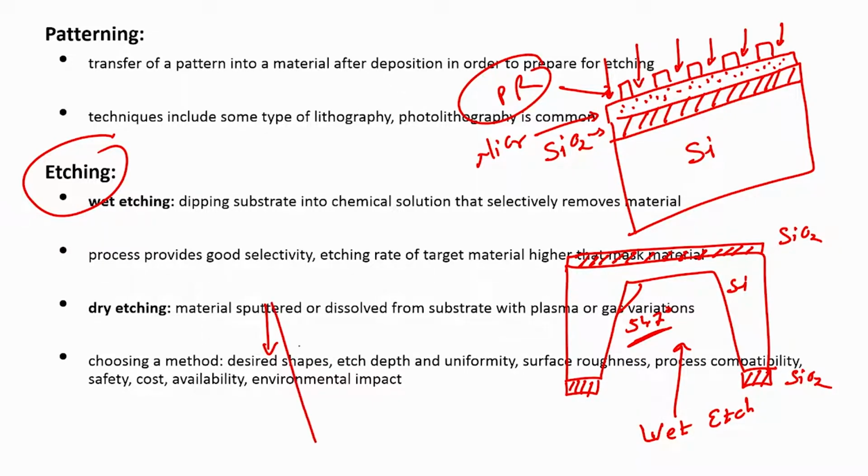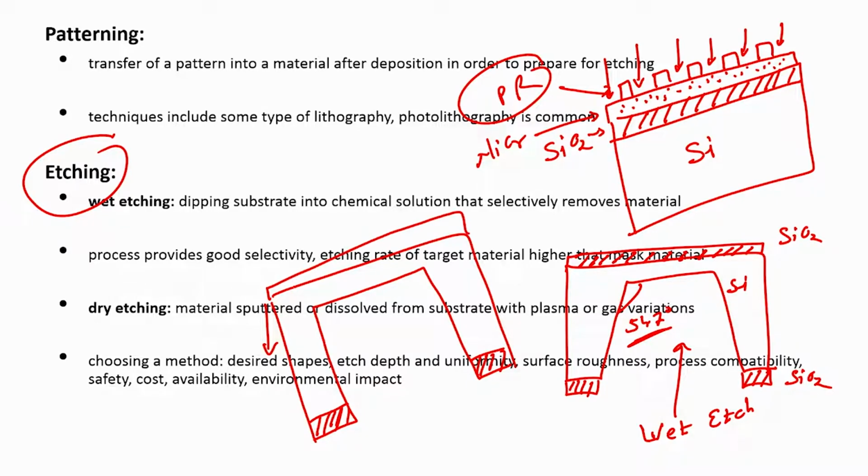But if I use dry etching, then I will have this pattern. So, what is the application? Are you okay with this 54.7 degree angle, or do you want it to be etched in this particular desired shape? If I want this shape, I will go for dry etch. This is what we call desired shapes.